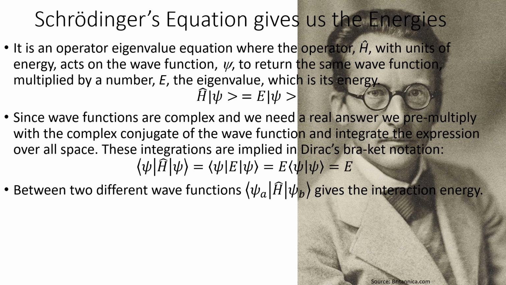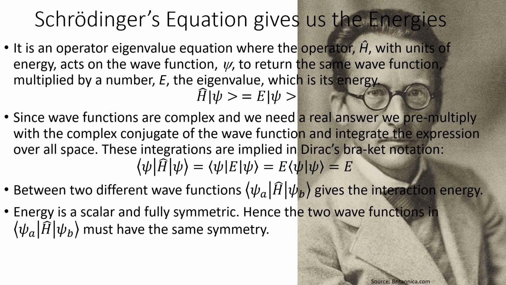Now if you've got two different wave functions in the integral, then that's a different kettle of fish. We can't then say that the psi star psi is necessarily going to come to 1. And so what you'll be actually finding this time is an interaction energy between two different orbitals, or two different wave functions, A and B in this particular case.